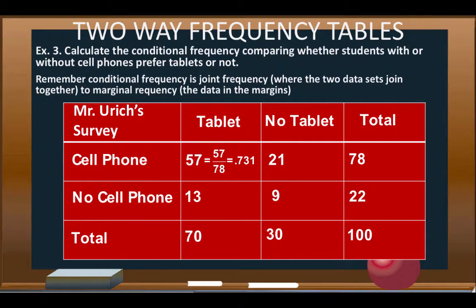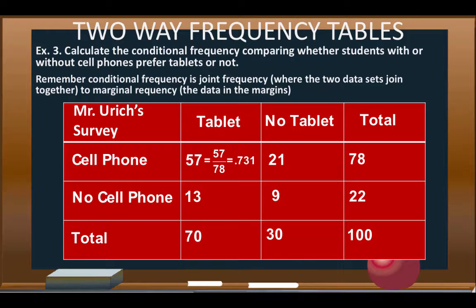So this first one, we're going across the row. So we're going to take students who have a cell phone and a tablet, which is 57, divided by total students with a cell phone, which is 78, and that gives us 0.731.